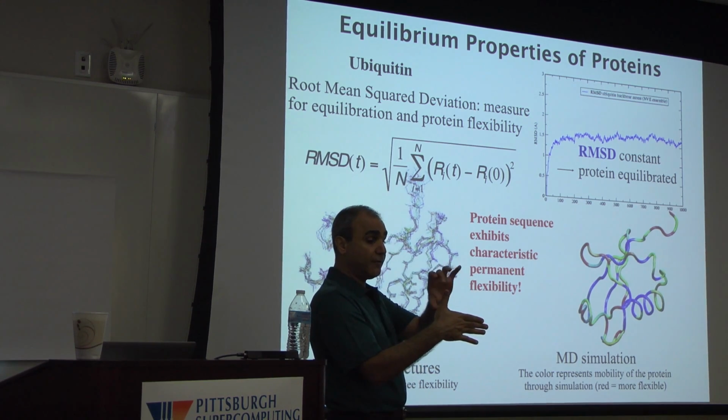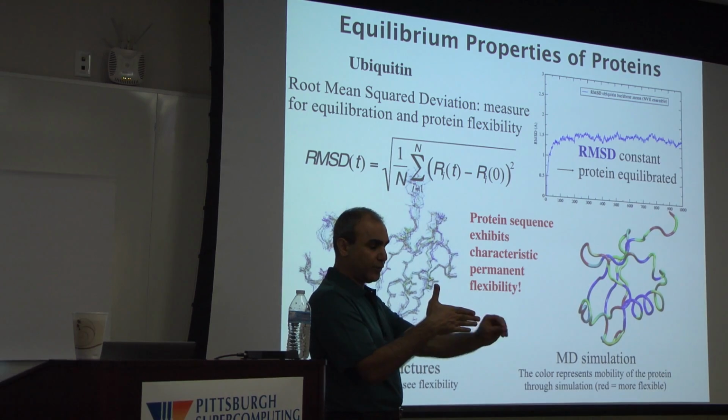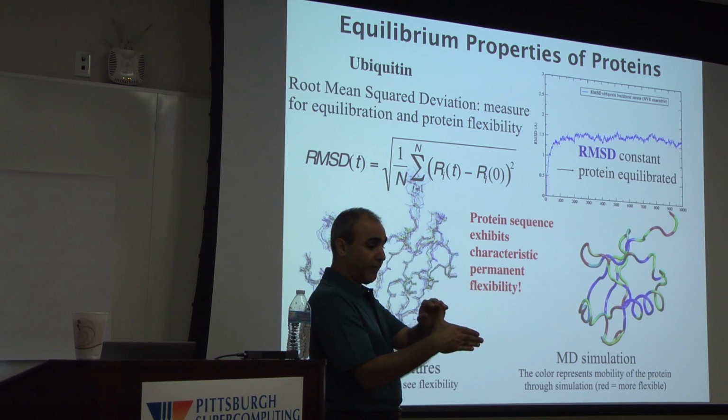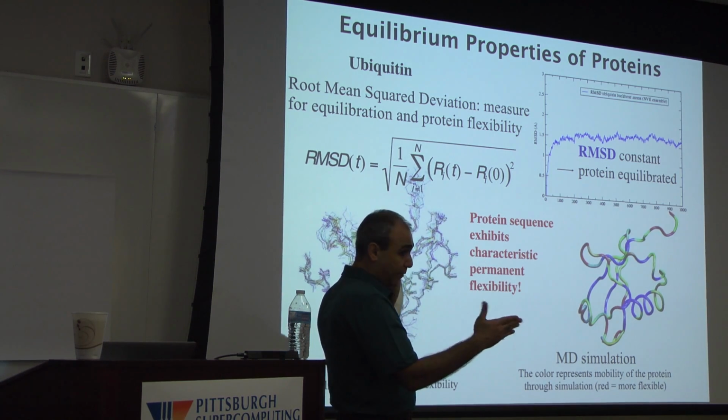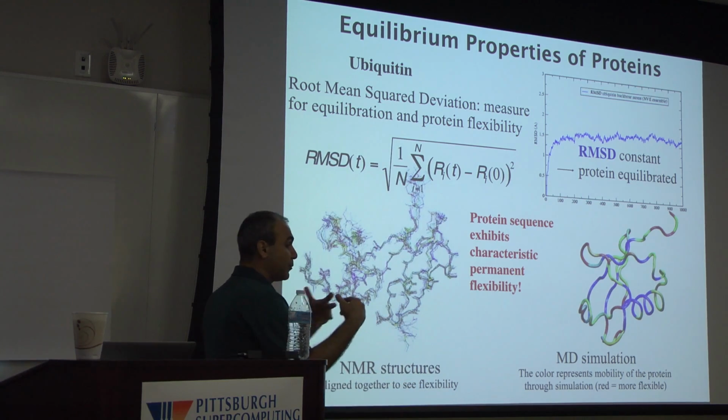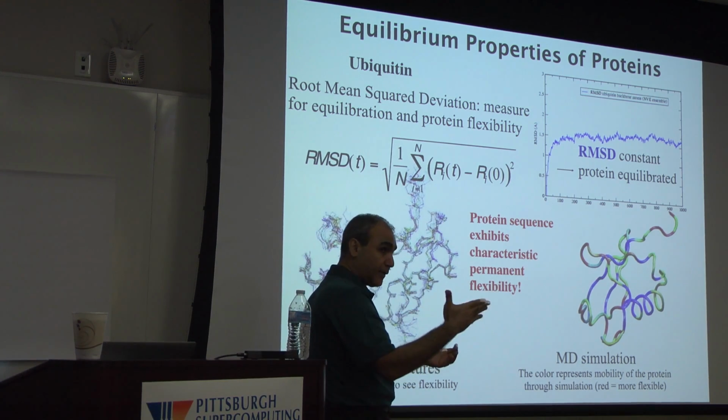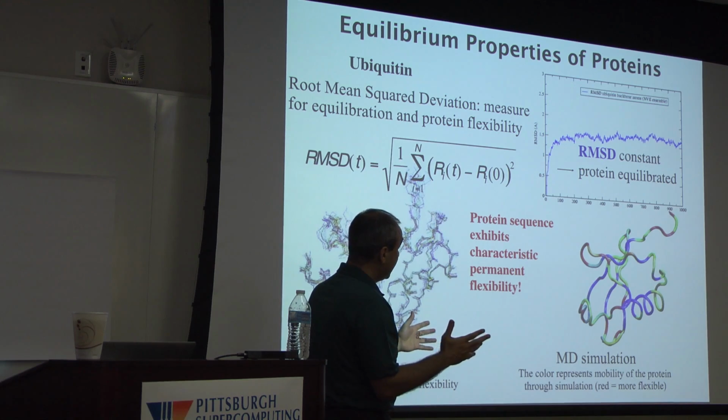So RMSD of this domain with respect to the core domain was 5 angstroms. Whereas if you do the entire RMSD, you might get 1 angstrom because it's diluted. So that way you can actually present what you think is happening much better.